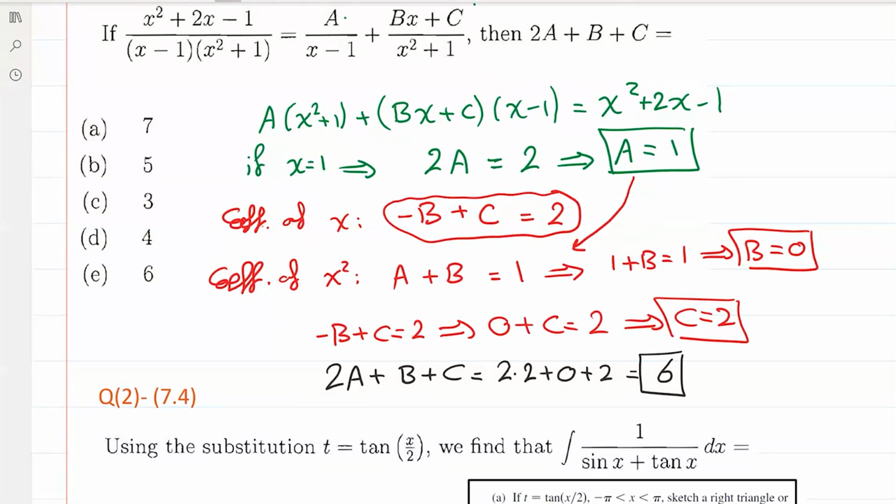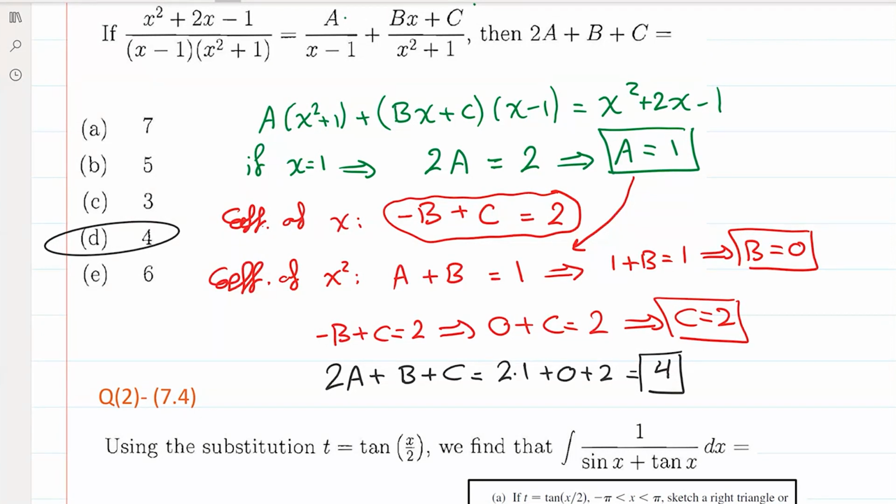2 times 1, Doctor. 2 times 1, sorry. 2 times 1, the value of a is 1. So the answer will be 4. The answer will be 4, exactly. So the answer here, in this case, will be D, right? Is that clear, guys?